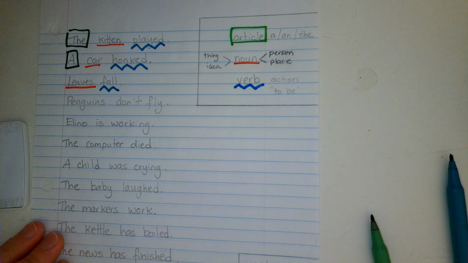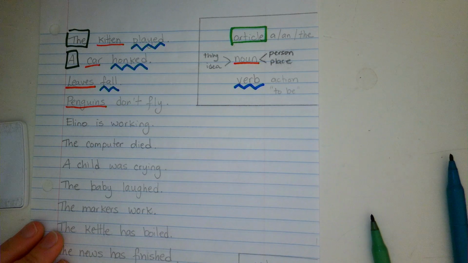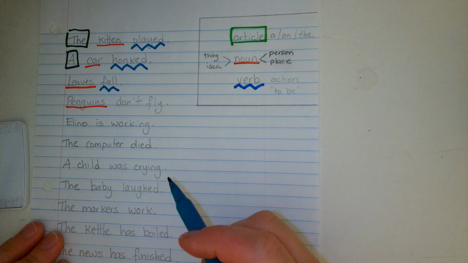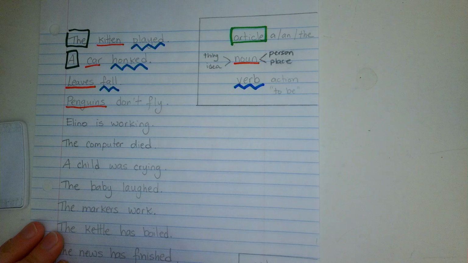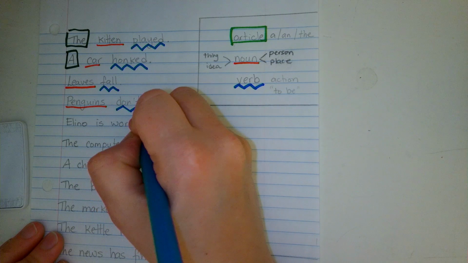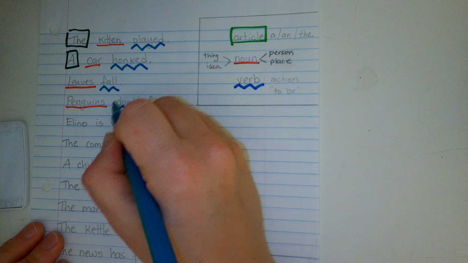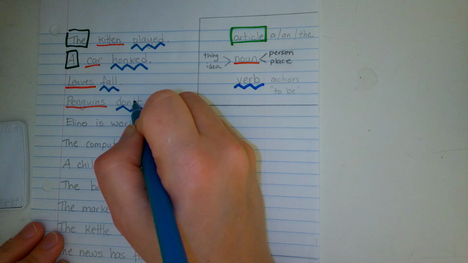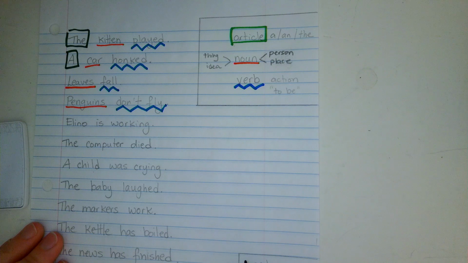Okay, next one. Penguins don't fly. So do I have an article? A and the? Nope, no article. Okay, what's my noun? Penguins, they are things, animals. Yep. Now what's my verb? Penguins do what? They don't fly. So how many words do I have in my verb phrase? I have 2 words in my verb phrase. Don't tells me that it's negative and that it's present simple, because do, doesn't, don't are present simple markers, and fly is the actual verb there, the main action verb.